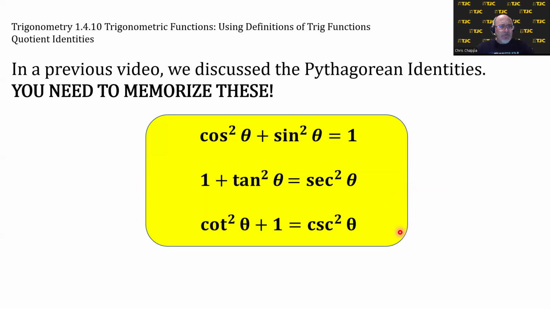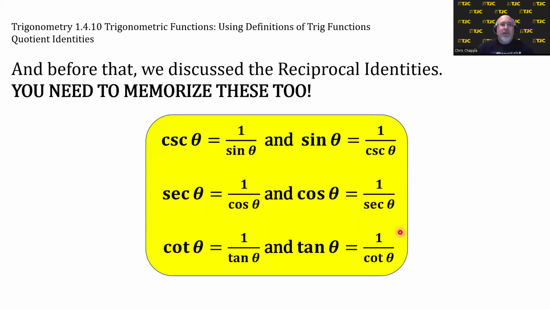I haven't mentioned it previously, but the actual variable is irrelevant. It doesn't matter if the variable is theta, alpha, beta, x, y, or even a constant like, I don't know, 37.5. As long as the equation has the structure, it's going to be valid. And before that, we discussed the reciprocal identities, and you need to memorize these too. You should know them by now.